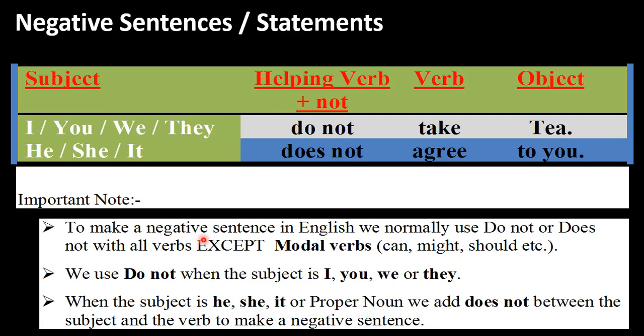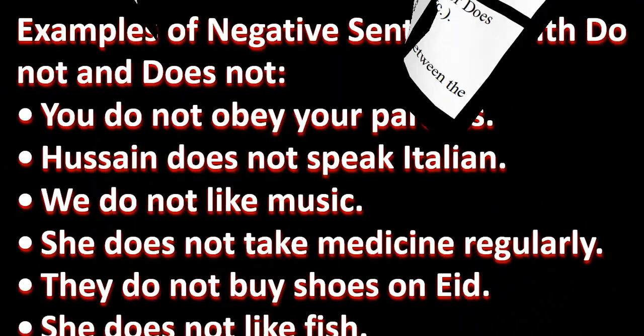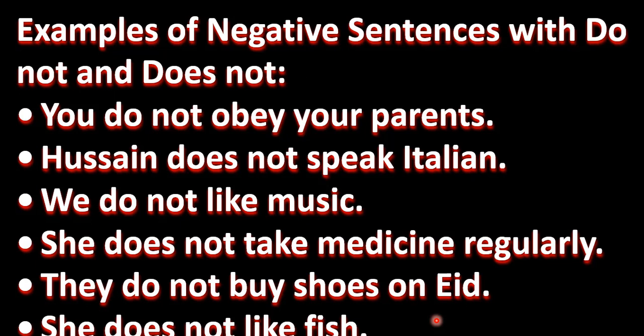Another important note here: to make a negative sentence in English, we normally use do not or does not with all verbs except modal verbs like can, might, should, etc. We use do not when the subject is I, you, we, or they. And when the subject is he, she, it, or a proper noun, we add does not between the subject and the verb to make a negative sentence.